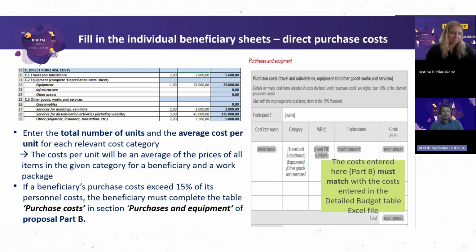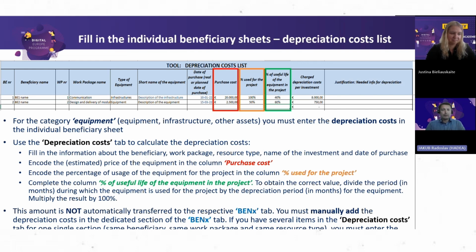Let's go to the next slide, because in the detailed budget table we have one more tab for the depreciation cost. As you know, depreciation costs are eligible under these topics. But for this, you need to encode information for the category of equipment into this tab in order to calculate the depreciation costs. There is a number of beneficiary, name, work package, description, which is the type of the equipment, and short name of the equipment. You need to put the date of the purchase, then the purchase cost, and then fill in the percentage used for the project. It could be 100%, or it could be used less. Then you need to calculate the percentage of useful life of the equipment in the project to obtain the correct value: divide the period in months during which the equipment is used for the project by the depreciation period for the equipment in question, and multiply this result by 100.